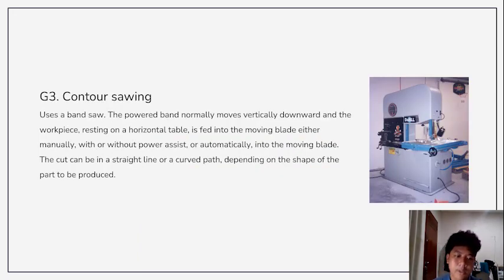Next is contour sawing. It uses a bandsaw. The powered band normally moves vertically downward, and the workpiece resting on a horizontal table is fed into the moving blade either manually, with or without power assist, or automatically. The cut can be in a straight line or curved path, depending on the shape of the part to be produced.